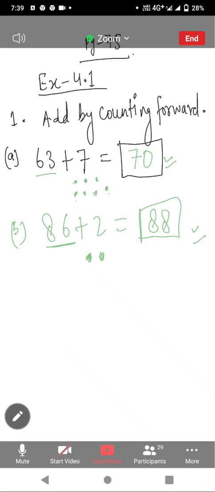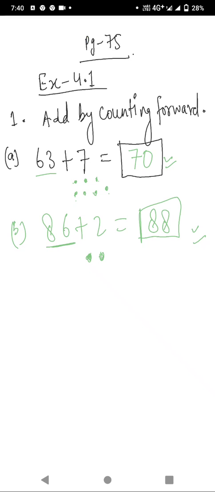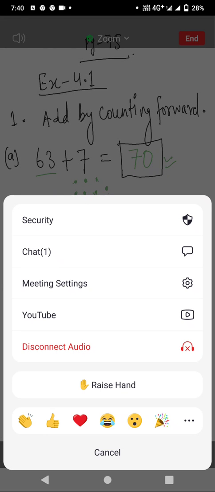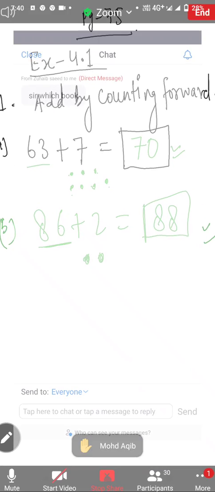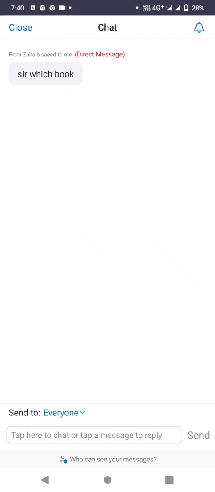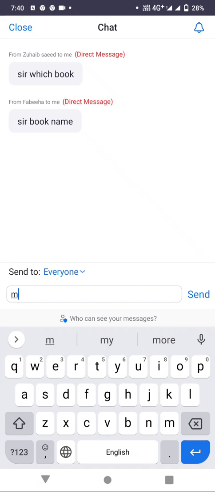Students, do the other parts of question number 1 quickly. Beta, the math number line is going on. Yesterday also you were doing number line. Everyone, you have to take out your math number line book and open page number 75.